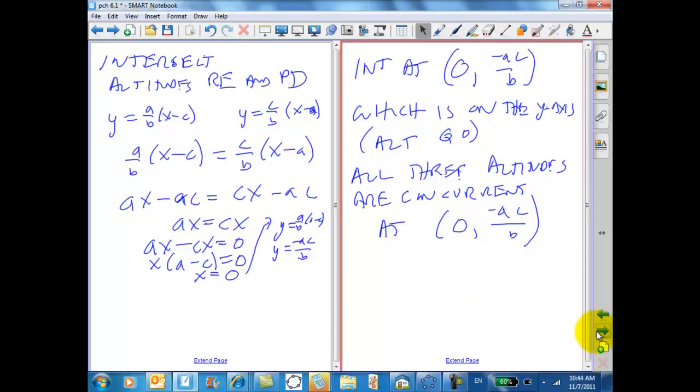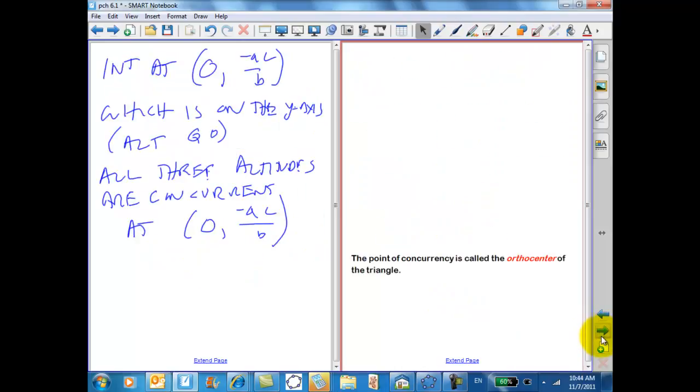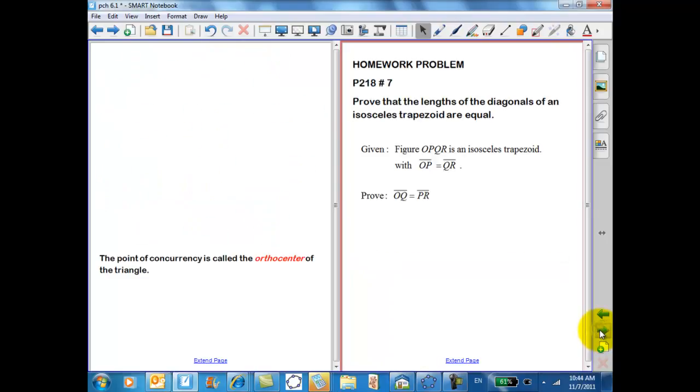Okay. All right, that brings us to the homework problems. We talked about this already. The point of concurrency is called the orthocenter of the triangle. That brings us to the homework problems.